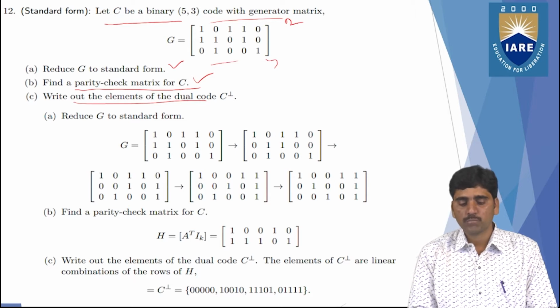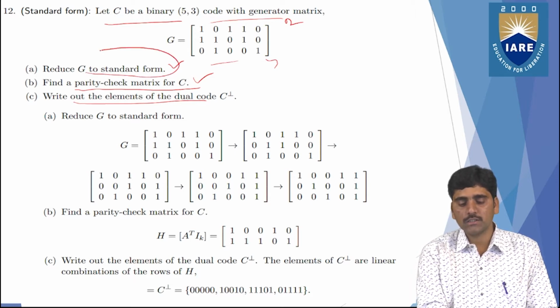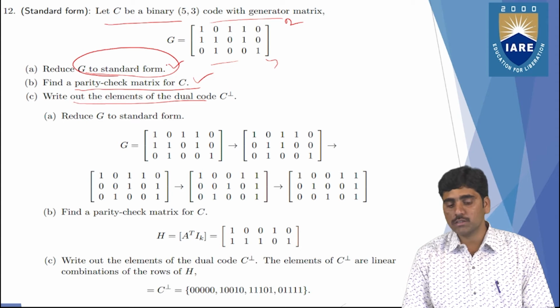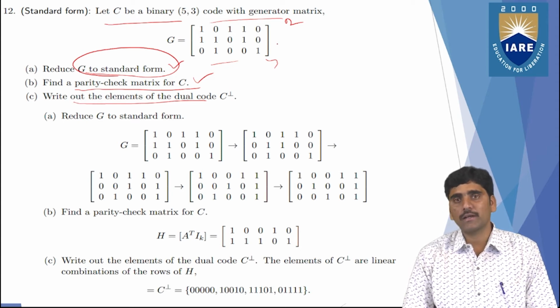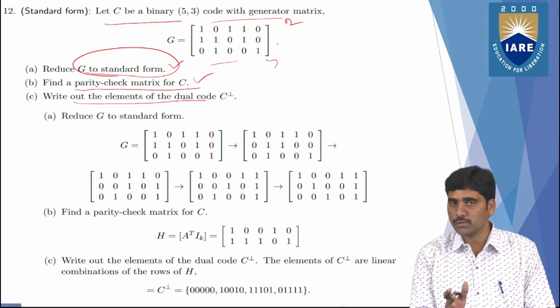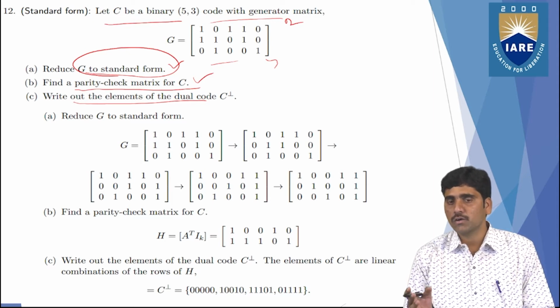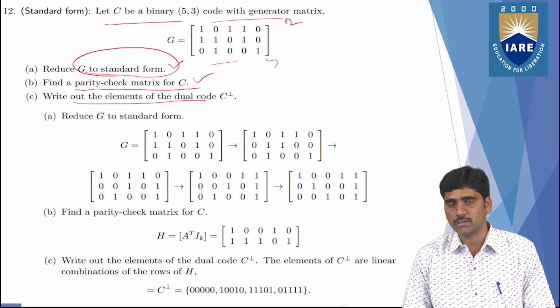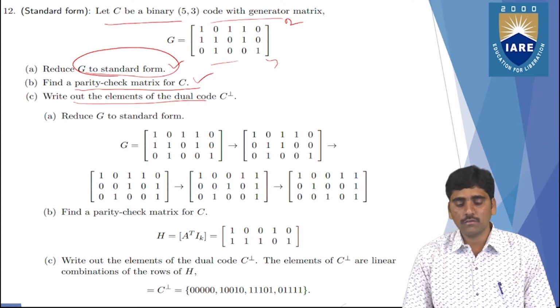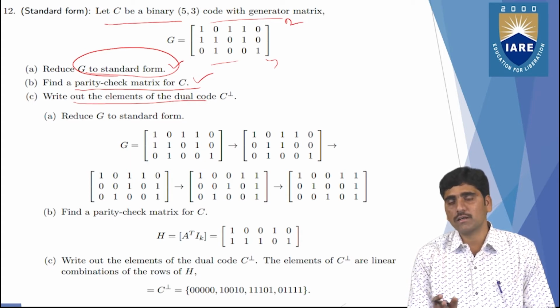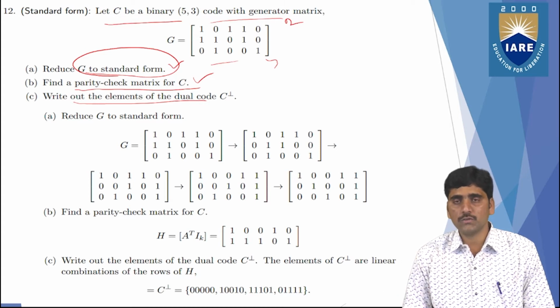So see here. The first one is what? Reduce the G to standard form. G means the generator matrix, which contains a number of rows and columns, and that generator matrix generates different code words. But here they will give you a question like, reduce the generator matrix to standard form.